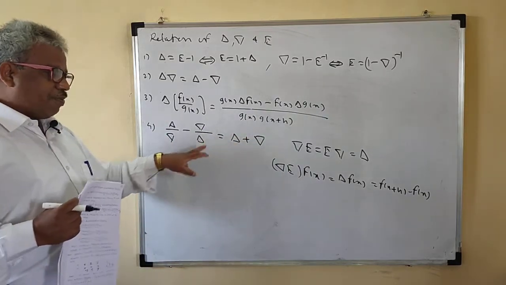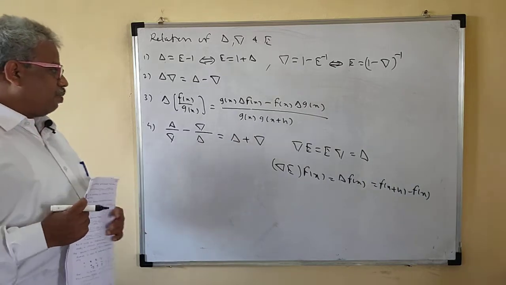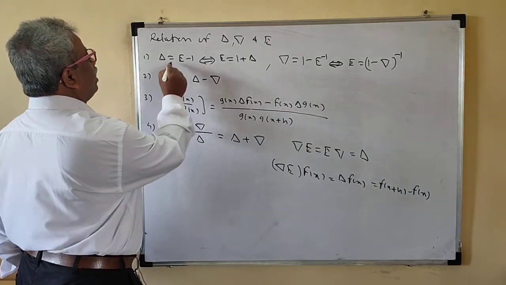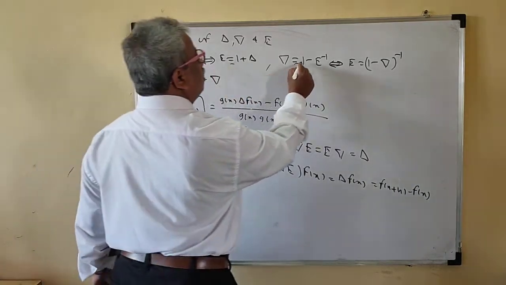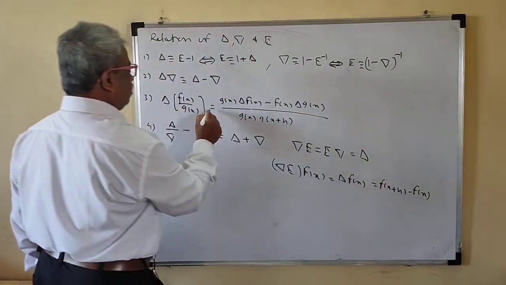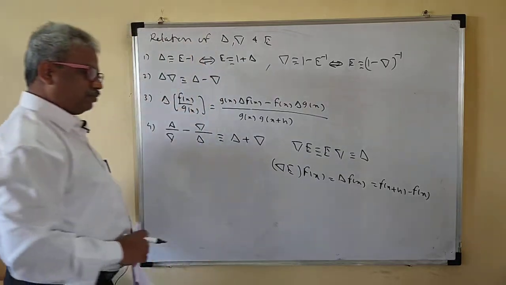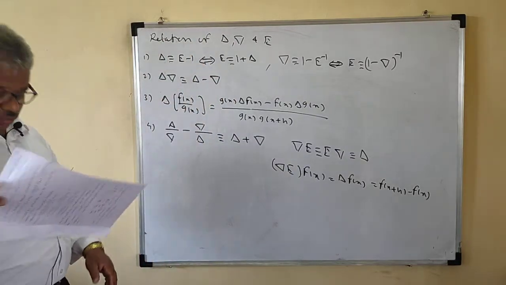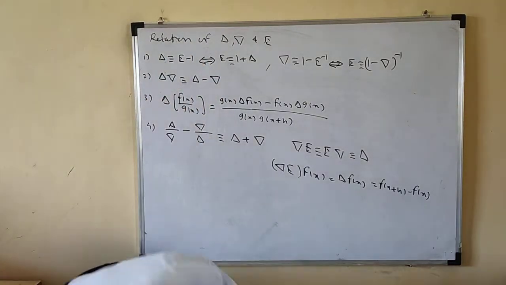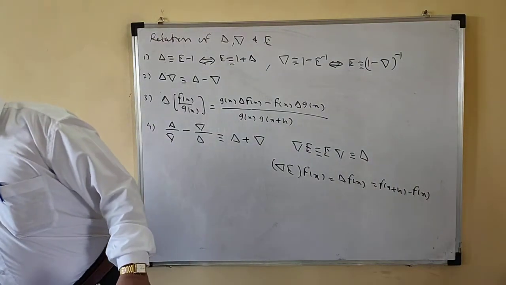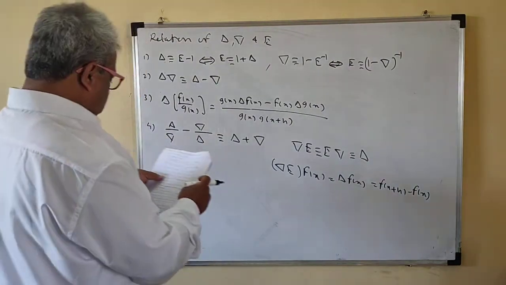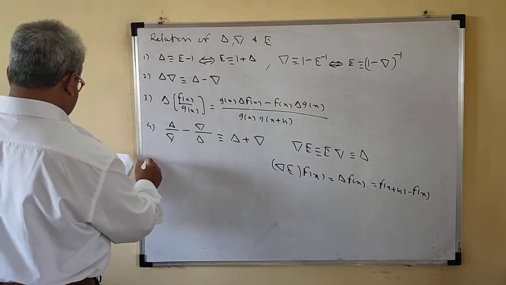If you write f of x here, then there will be f of x. Actually, we should write it like this. These are the operators, and they are equivalent. We know that two functions are equivalent if they have the same value for all x. Okay.